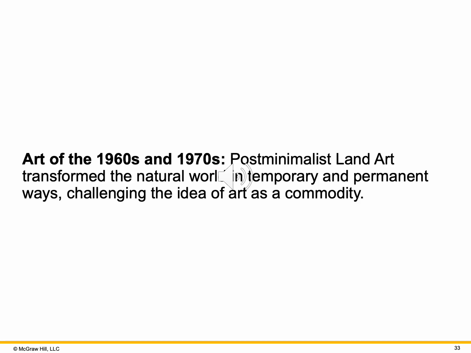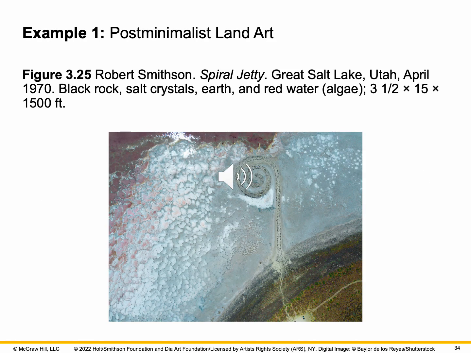Art of the 1960s and 1970s. Post-minimalist land art transformed the natural world in temporary and permanent ways, challenging the idea of art as commodity. Nature has been more than a subject for art. It has also served as a material for art. Spiral Jetty is an earthwork, a work of art made in earth itself or created with natural materials placed into nature. American artist Robert Smithson constructed this earthwork in 1970 in the Great Salt Lake, Utah.